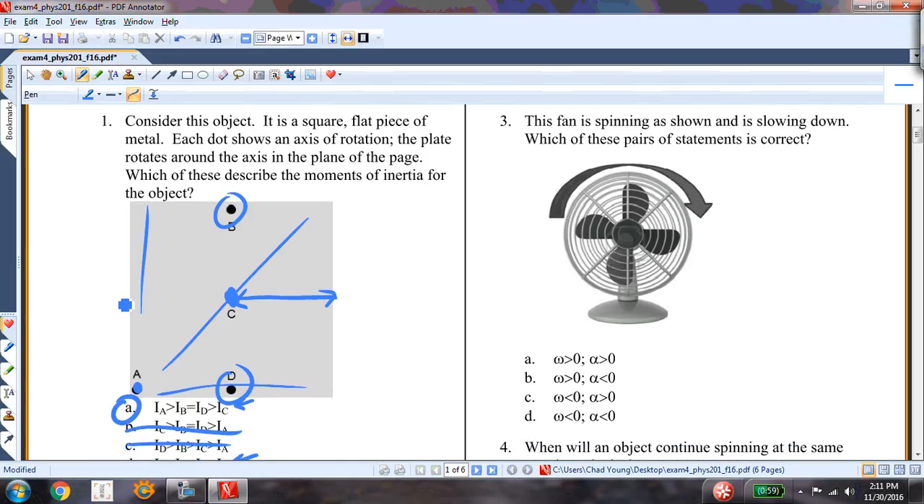Consider this fan, it's spinning and it's slowing down. So omega, which is the angular speed, is counterclockwise, so it's positive. Or excuse me, no, that's clockwise. Isn't that right? That's clockwise? Yeah, so it's negative because it's clockwise, and it's slowing down. That means that alpha is opposite omega, so it's positive. So omega is negative. This gets rid of these. Alpha is positive, so the answer is C.